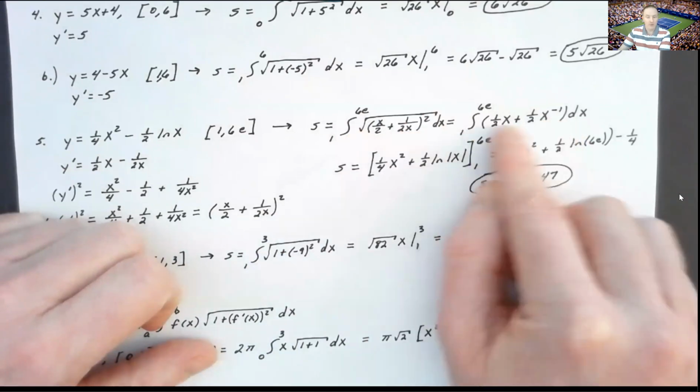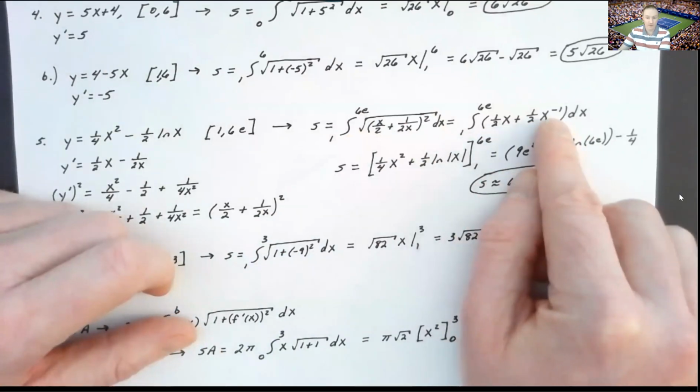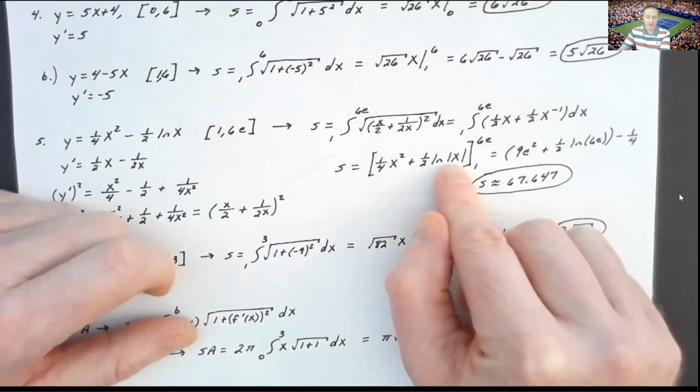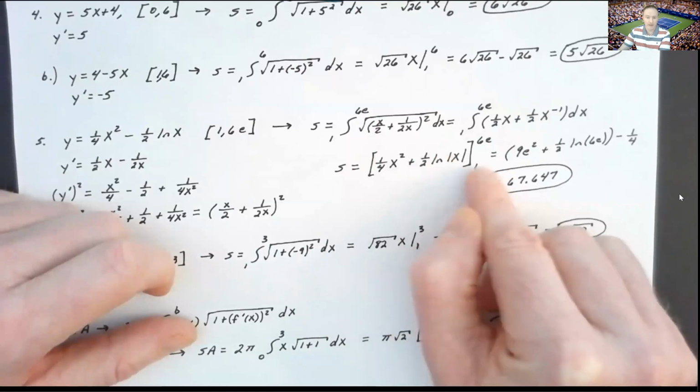And now we know that we can evaluate this by the power rule. We'll just get 1 over 4 x squared, and then this term, remember, the integral of x to the negative 1 is the natural log of x. So you'll get plus 1/2 natural log of the absolute value of x. Really don't need the absolute value in this problem because my limits of integration are all positive.